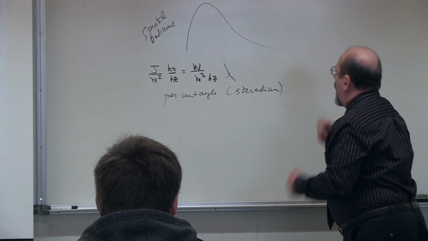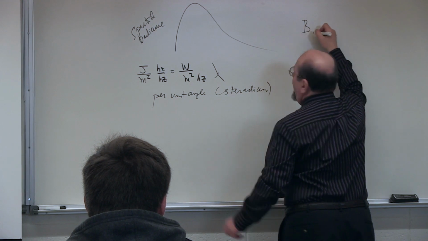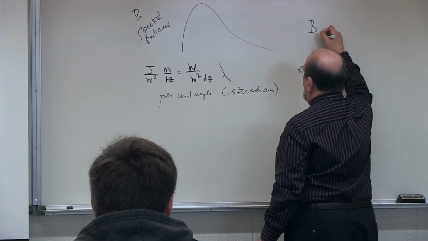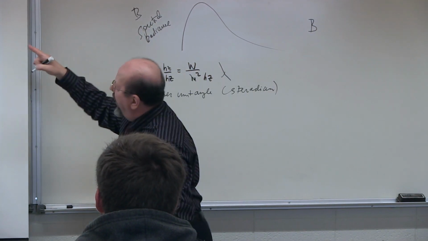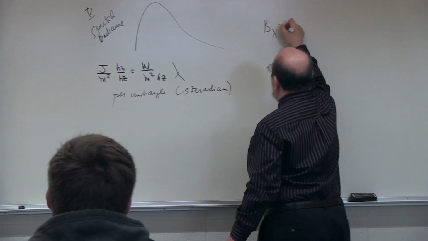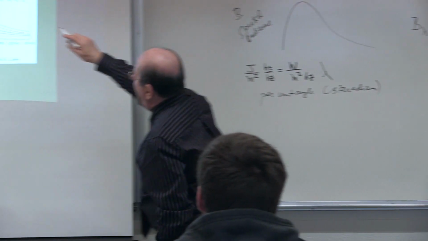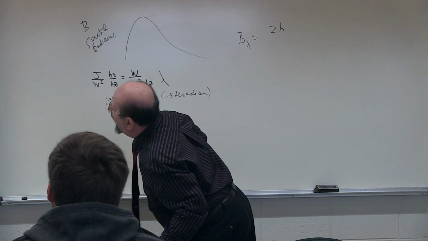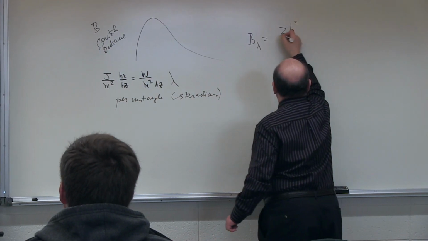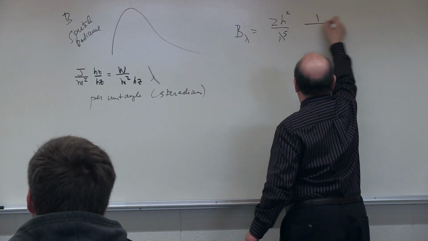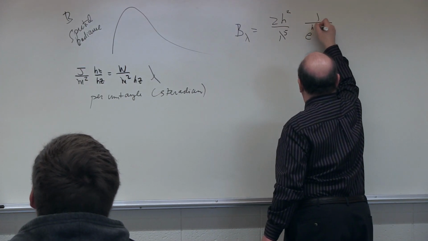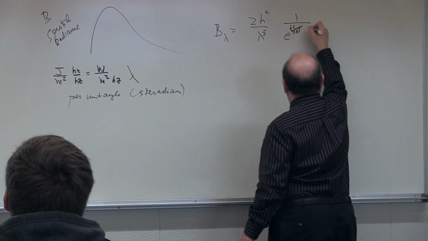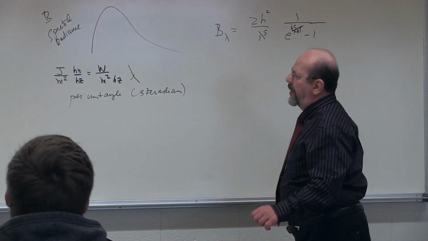So sometimes we see this thing, often called B, sometimes people call it I. But the important thing to realize is what I have up there is B lambda. Notice B sub lambda, and I have it B sub lambda because I have it in terms of the wavelength. It's 2hc squared over lambda to the fifth, times 1 over e to the hc over lambda kT, minus 1.